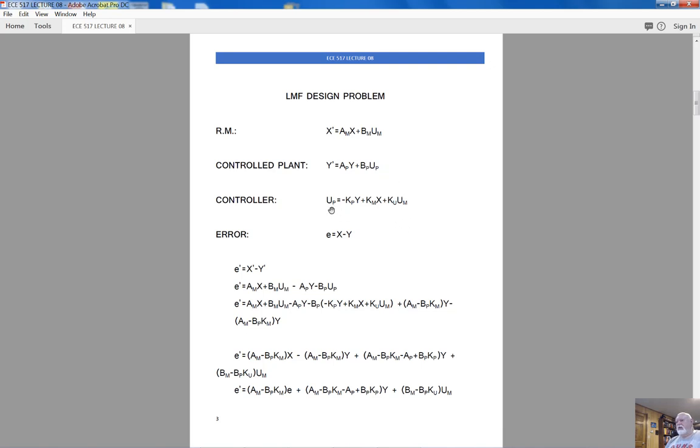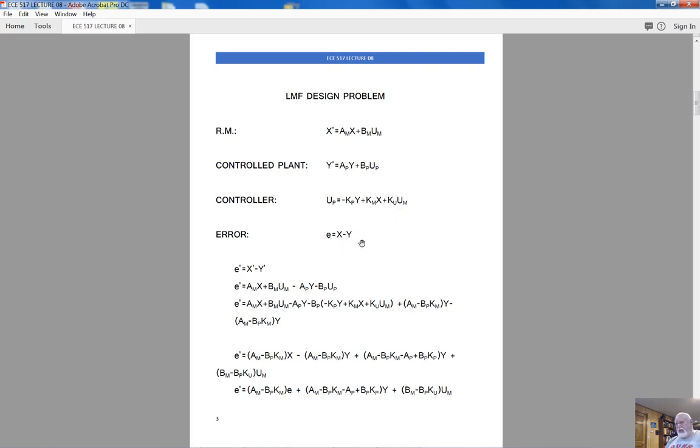I want you to take a look at the controller. The controller generates UP vector. It has negative state variable feedback. It has contribution from the reference model, because X is the state vector of the reference model. And it also has the effect of the reference applied to the system. And the reference acts through filter or matrix Ku.